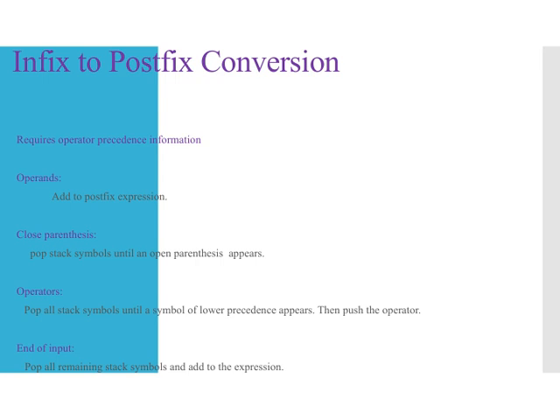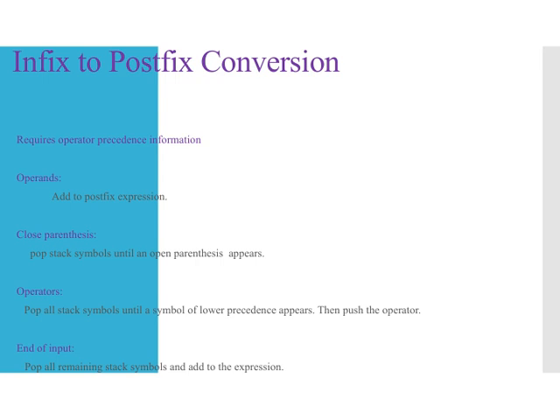Next, let's consider what happens when we see a close parenthesis. This signals us to pop symbols from the stack until we find an open parenthesis. This ensures that the entire subexpression within the parentheses is correctly handled and added to the postfix expression. For operators, the rule is to pop all stack symbols until we find one of lower precedence. This step ensures that higher precedence operators are processed first, maintaining the correct order of operations. After clearing out higher or equal precedence operators, we then push the current operator onto the stack.